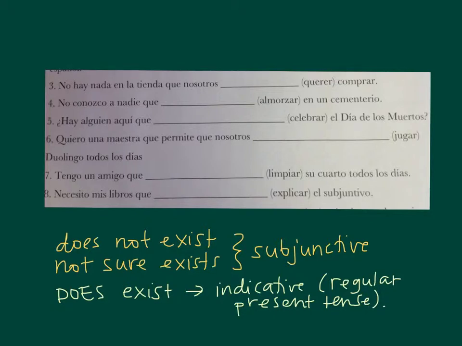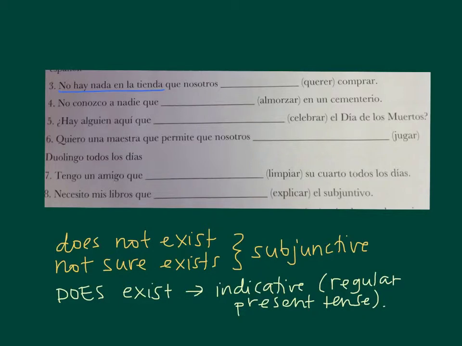Okay, if I'm saying something like no hay nada en la tienda, I'm saying that that thing, whatever it is that I want to buy, does not exist, because I'm saying there's nothing in the store that we want to buy. So if it doesn't exist, okay, no existe. I'm going to use subjunctive.